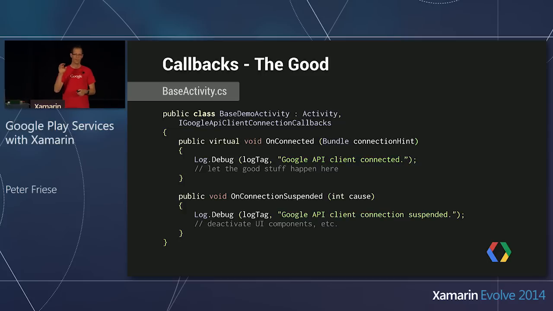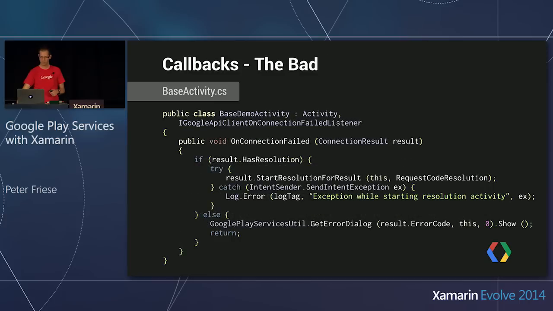So in the onConnected callback, you can start working with the Google API client. And in onConnectionSuspended, you want to disconnect your UI from anything that's being connected to Google Play Services.